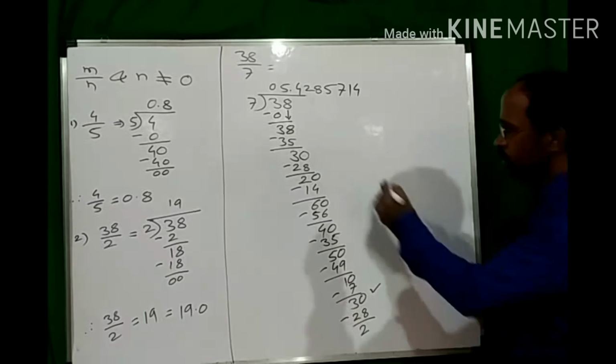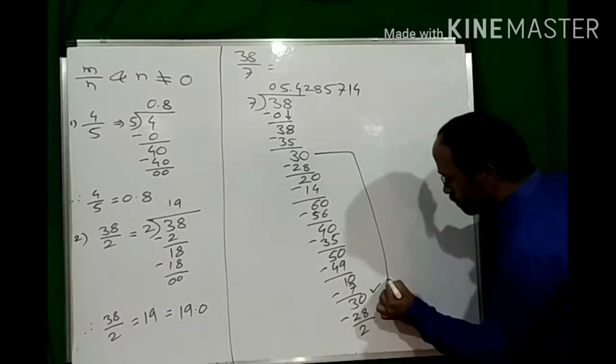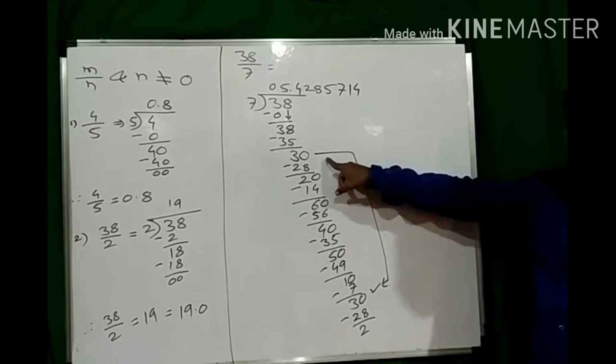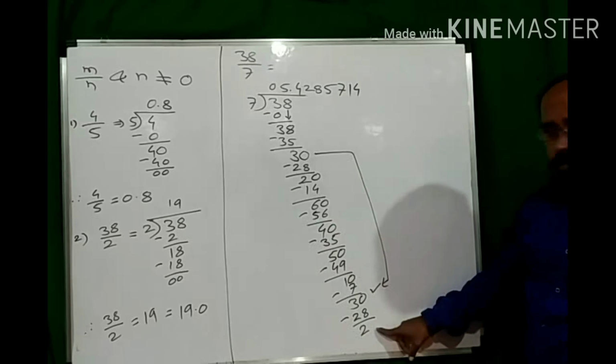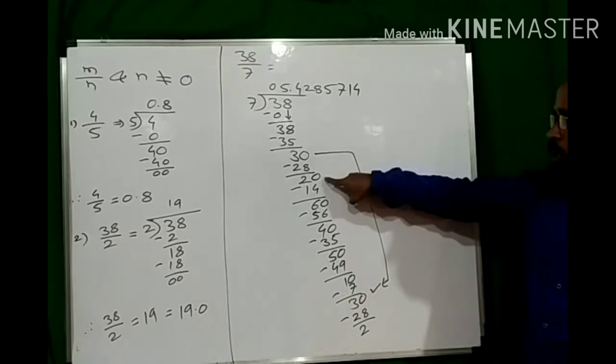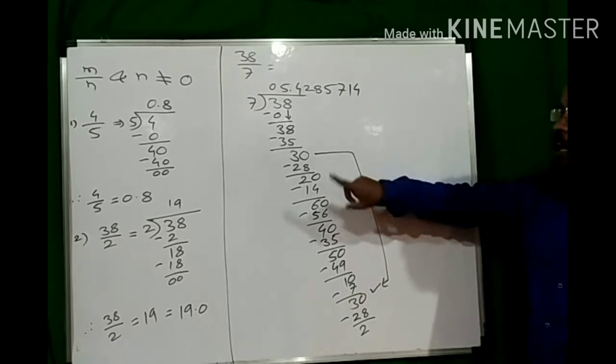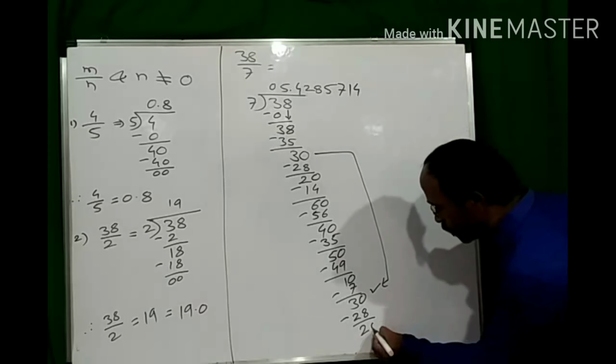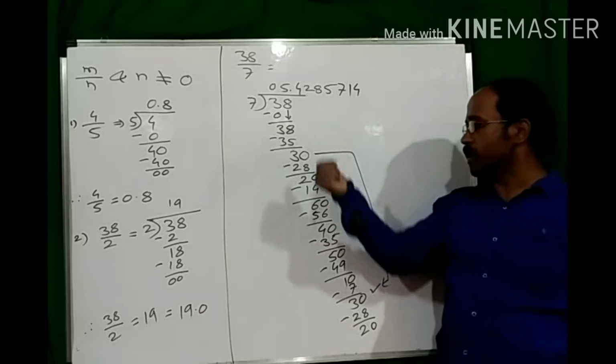Can you see that this 30 is repeated over here? 30 minus 28, 2 is the remainder. Now what we have to do? We will just append 0 after it. After appending 0, here will be 20. Naturally, quotient will be 2.